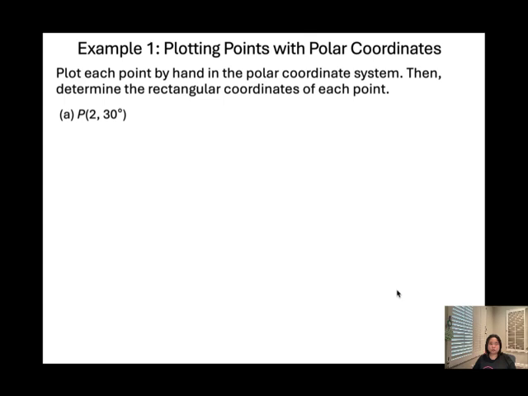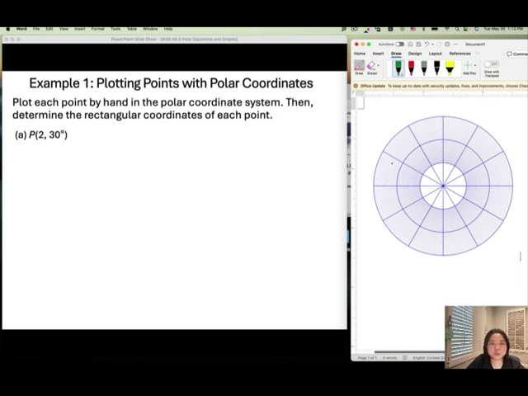Example 1. Plot each point by hand in the polar coordinate system. Then determine the rectangular coordinates of each point. First, we want to graph this polar coordinate. We will use the polar coordinate graph paper. We have 2 and 30 degrees. So this is 0, 30, 60, 90. And then 30 degrees, starting from the positive x-axis to here.